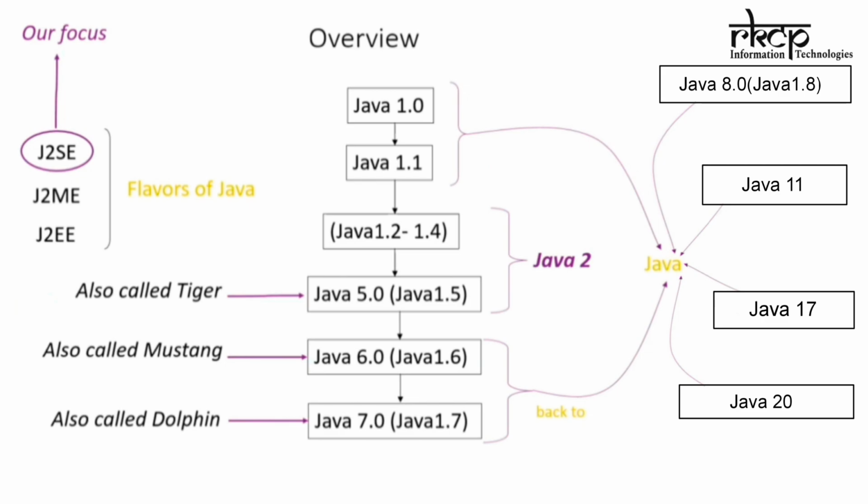These Java versions came under J2SE, Java 2 Standard Edition. This is the core Java. We are talking about core Java. Today, the current version of Java is Java 12.